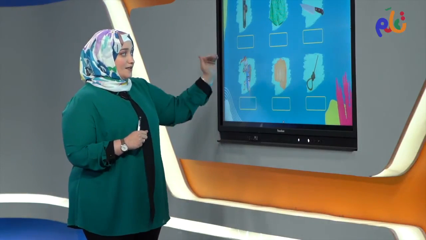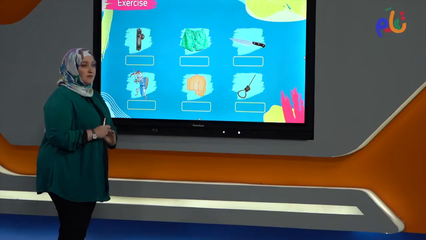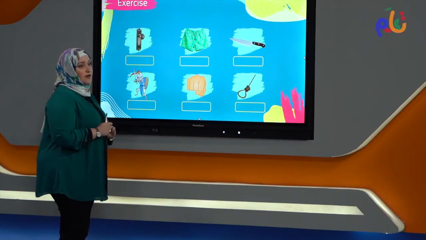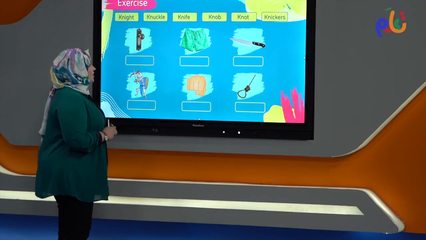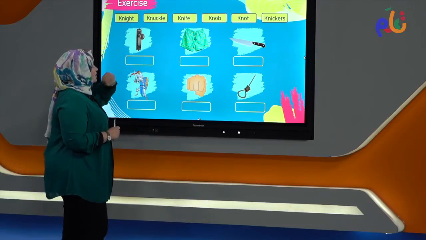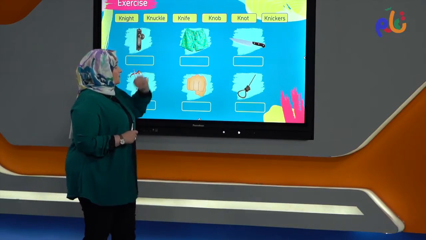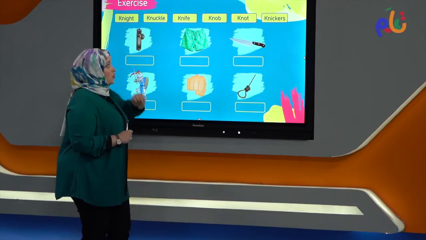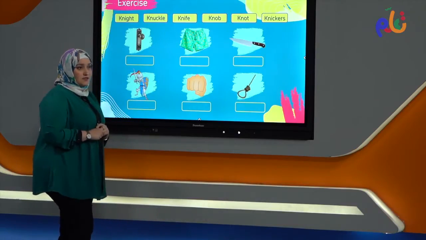Now, let's try a couple of exercises together. Let's see how we can match the word with its picture. We have a couple of pictures, and we want to put the names of these pictures in the right place. Let's put it together in the right place. We have knight, knuckles, knife, knob, knot, and knickers.